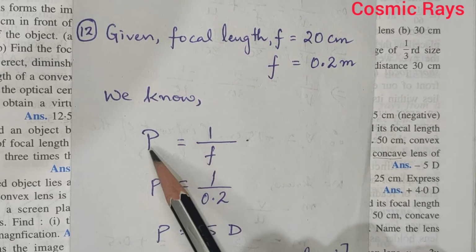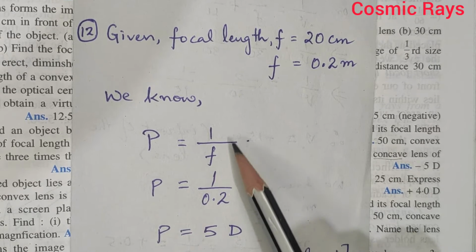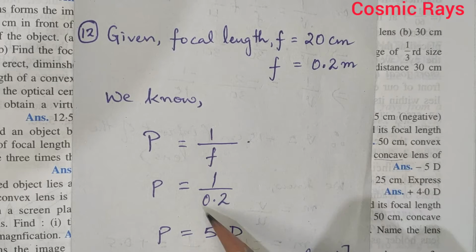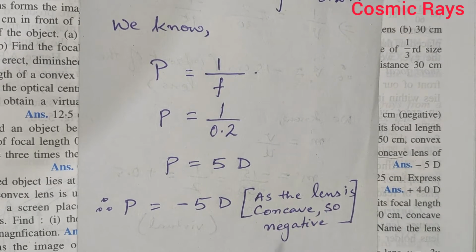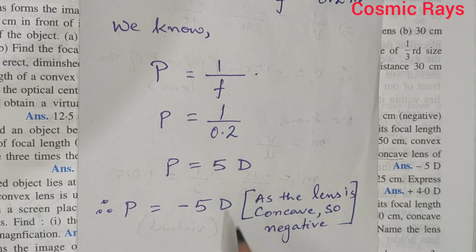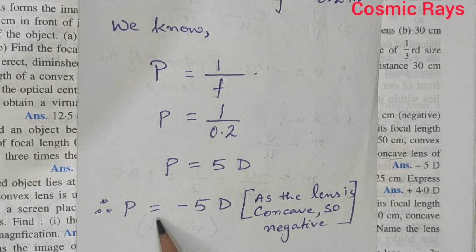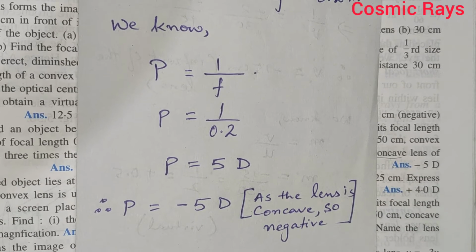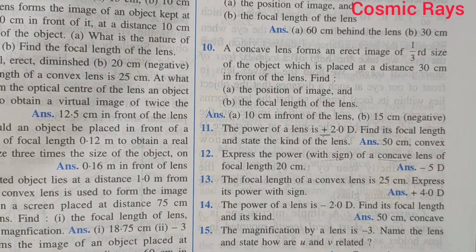Now we know that power is equal to 1 upon focal length. So we simply put the value. 1 upon 0.2. When you divide it, the power comes out to be 5 diopter, and therefore the value of power will be minus 5 diopter, as the lens is concave, so the power will be negative. Let's take question number 15.